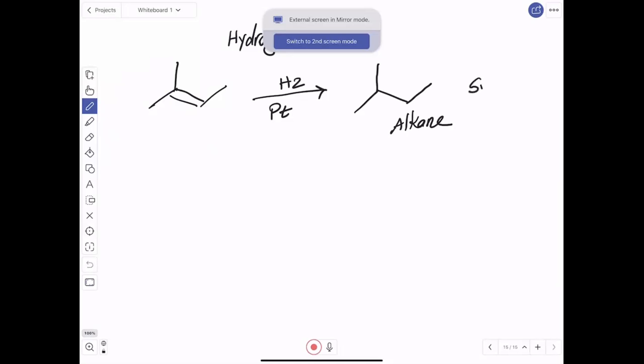It is a syn addition. What does it mean, syn addition? Both hydrogens will add from the same side. Both hydrogens will add to the same side of the double bond.